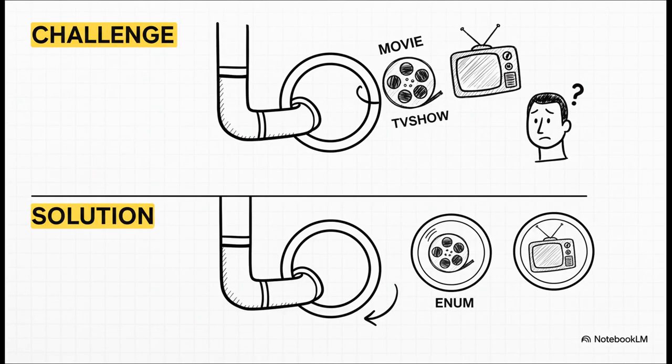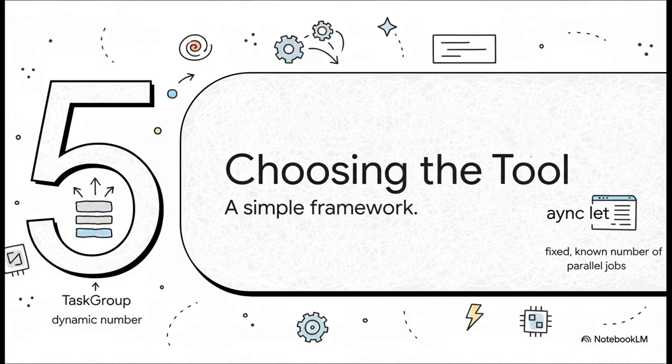Okay, pro tip time. A task group has one rule. All its child tasks have to return the exact same type. But what if you need to fetch, say, a movie object and a TV show object in the same group? Well, there's a really clever trick. You wrap them in an enum with associated values. This way, every task returns a task result, but the actual value inside can be whatever you need it to be.